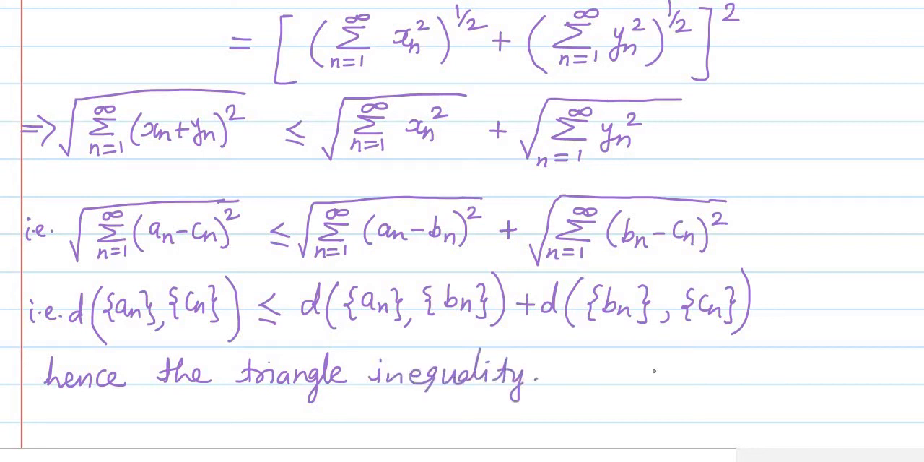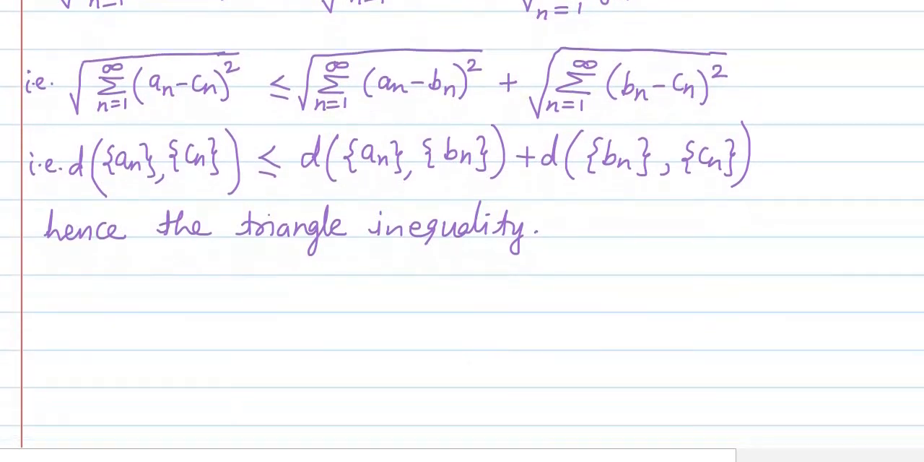So in this way we have proved the triangle inequality also. Therefore D satisfies all the four conditions required for being a metric. Hence D is a metric on the set L2. Okay, so we have shown that D is a metric on L2.